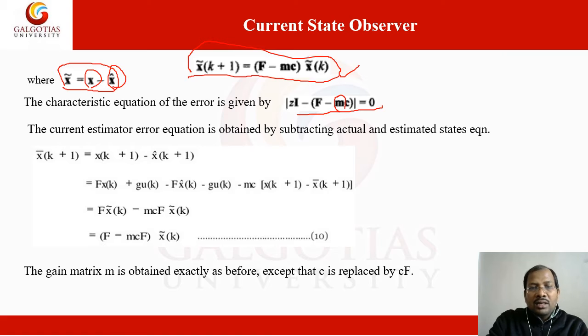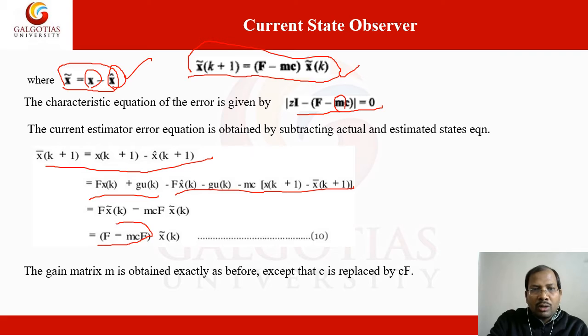The current state estimation error equation is obtained by subtracting the estimated state from the actual state, given in this equation. So we are getting this form. We can put in all the values. You know that x k plus 1 is this value, and in place of x cap k plus 1 we can put this value. After the simplification, we get the current state observer. In the current state observer and the normal state observer, you can see there is a difference: here F minus MC into F, and here F minus MC. So here we can replace C with CF, then we get the current state observer.